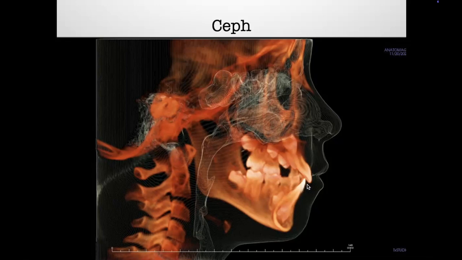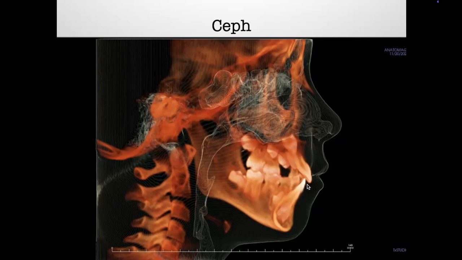Yeah, genetics, right? To some extent, we have a predetermined pattern of growth, right? That's why class 3 runs in families. That's why class 2 runs in families. So possibly this could just be genetic, right? But when we identify these growth discrepancies, we want to start to think, well, why might that be happening?